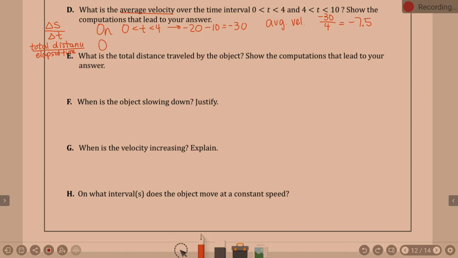The other piece was on the interval from 4 to 10. For the total distance there, I had it broken into 15 plus 30 plus 15, which is 60. In order to do the average velocity there, you're doing 60 divided by a time frame of 6, which is 10.